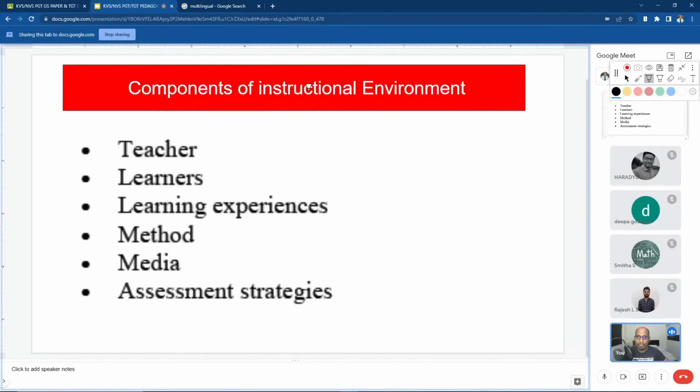So components of instructional environment: teachers are there, learners are there, learning experiences are component of instructional environment, method of teaching, media, audio, video, all those things, and assessment strategies. Are you going to assess the students orally? Are you going to assess the students on paper? So all these are the components of instructional environment. So teachers, learners, learning experiences, method, media, and assessment strategies.